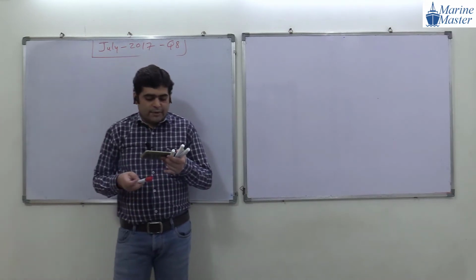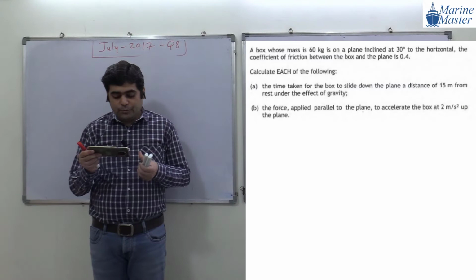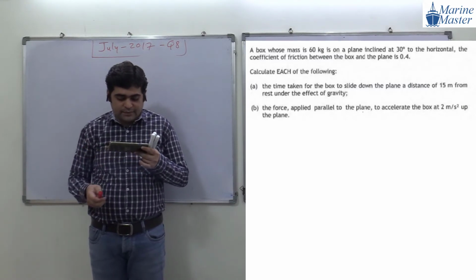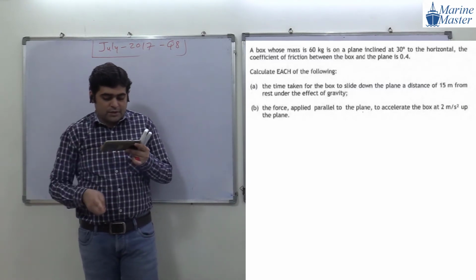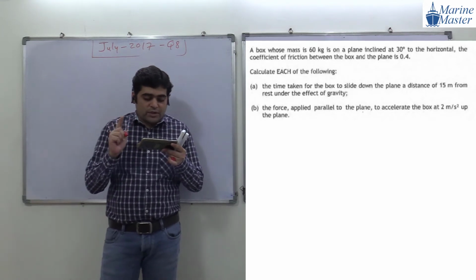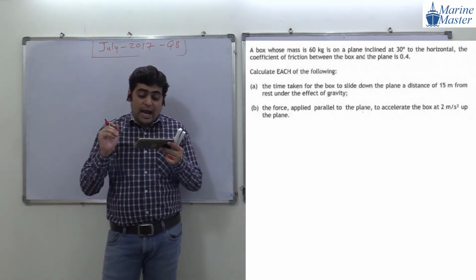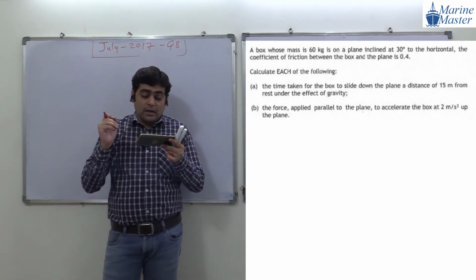Now guys, what is our target in B part? Okay, try to see the scenario. I am going to read the B part carefully. In B part, what are they saying? What we have to find out in B part? We have to find out force. The force applied parallel to the plane to accelerate the box at 2 meters per second squared up the plane.